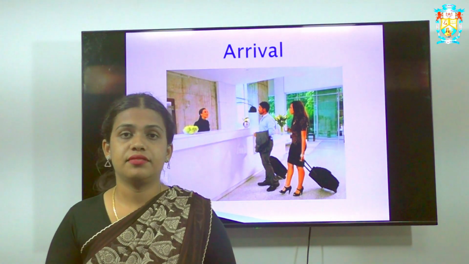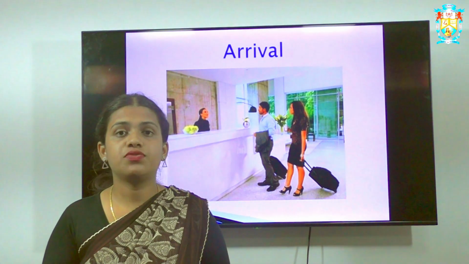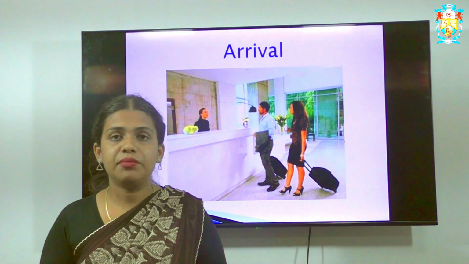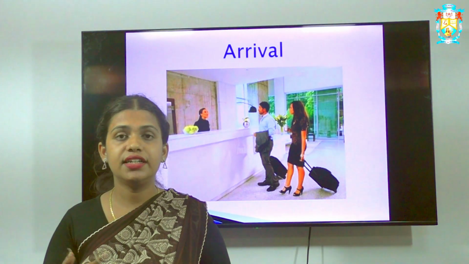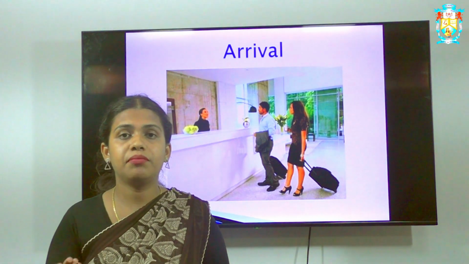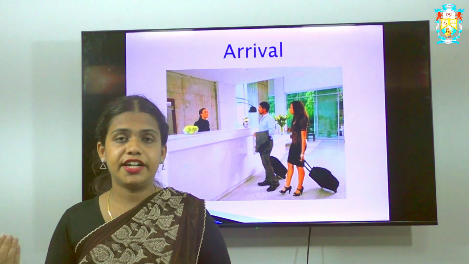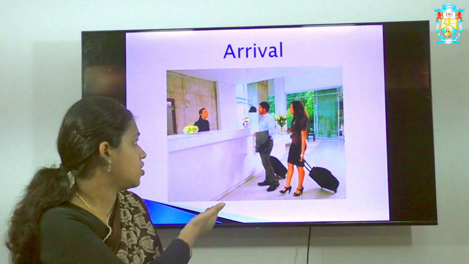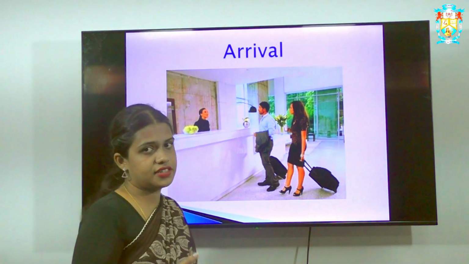The GRE stands for Guest Relation Executive. They are in charge of welcoming the guest. Welcoming can be done by putting garlands, aarti, tilak, or providing a welcome drink. After that, they will directly go to the front desk. In this you can see they are coming and asking the front desk department.